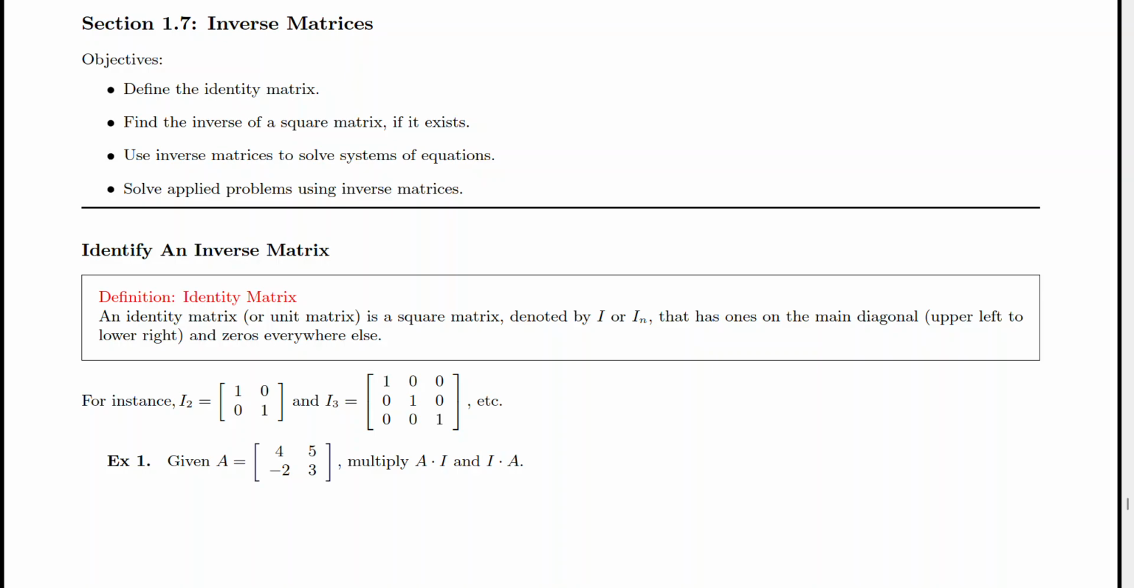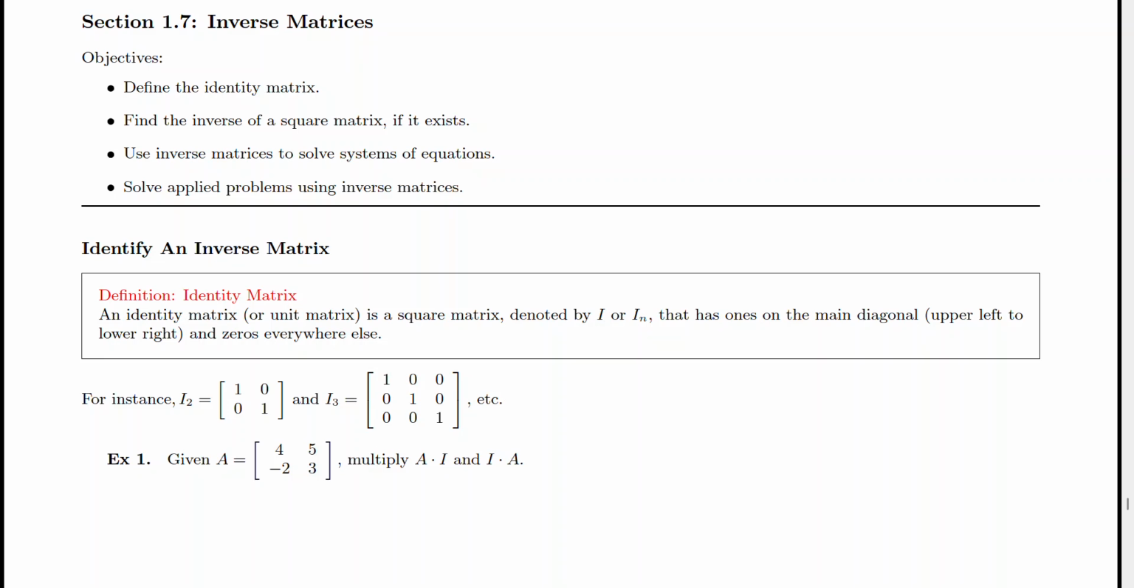An identity matrix is a square matrix denoted by either I or I_N, and the special thing about the identity matrix is it has ones along the main diagonal and zeros everywhere else. So an example of that might be I2. So I2 refers to the fact that this identity matrix has only 2 rows, and as you can see, there are ones on the main diagonal, but there are zeros everywhere else.